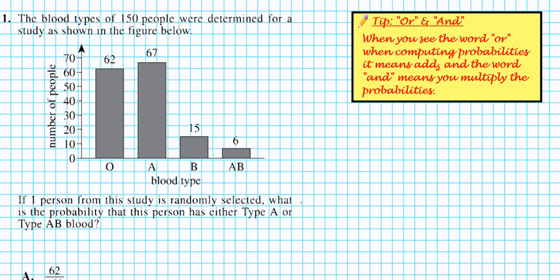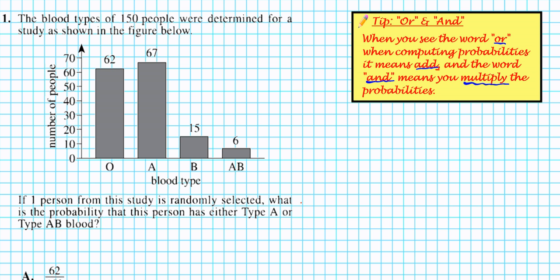Just a real quick tip for probabilities involving or and and. When you see the word or in a probability problem like this, remember the operation is adding. You're going to be adding the individual probabilities. When you see the word and, that indicates multiplication of probabilities. So or is add, and is multiply.